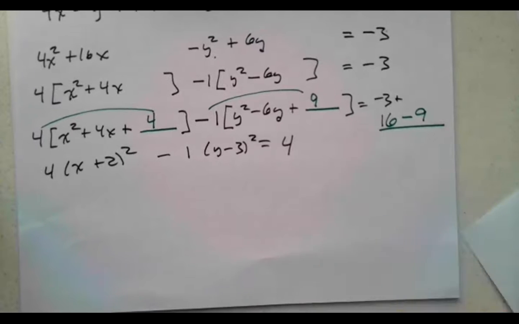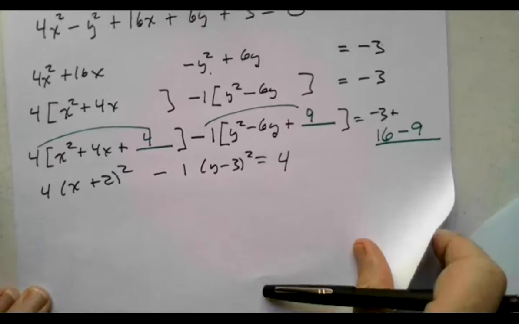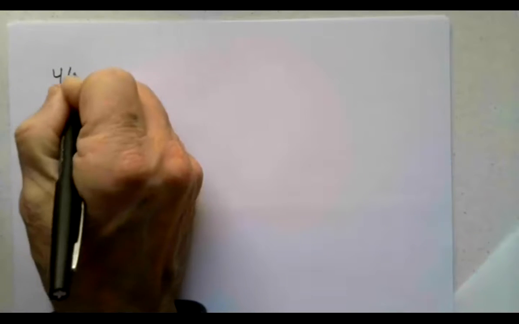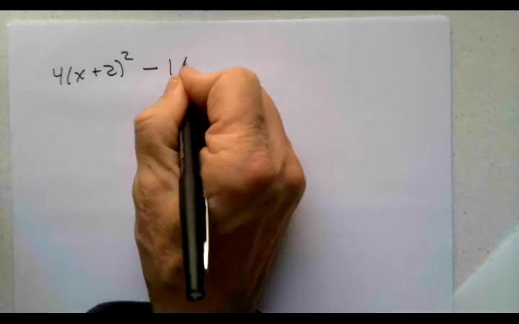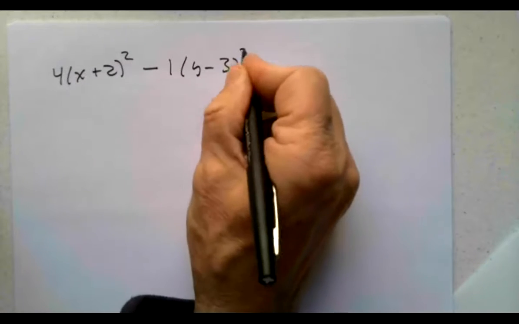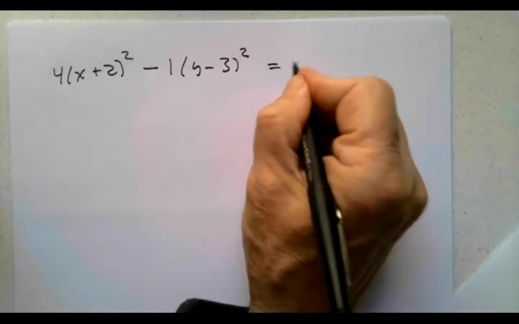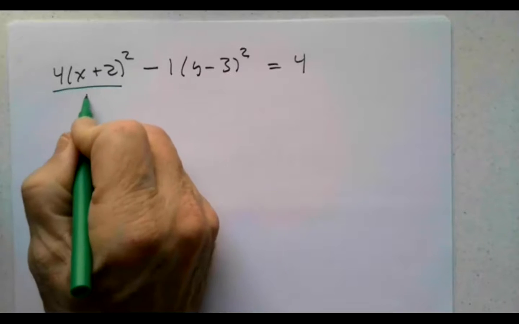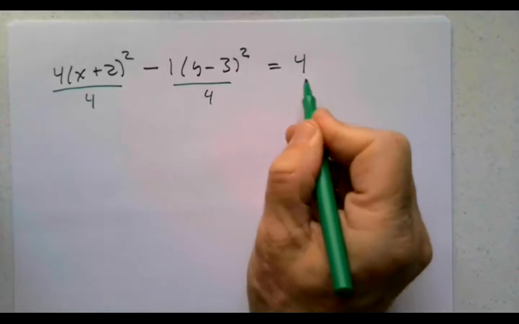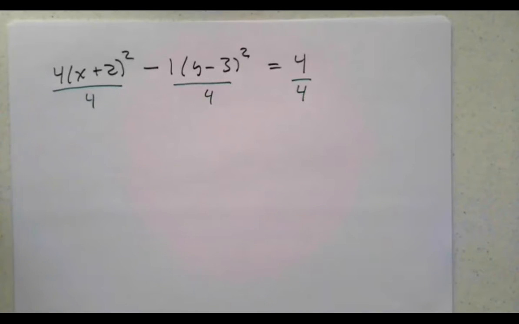Let's take a look at that. What do we have? We have 4 times x plus 2 squared minus 1 times y minus 3 squared equals 4. This is not in the form we need it yet, but it can get there. I'm going to divide everything by 4. Divide this by 4, divide this by 4, divide this by 4. That will give me the equals 1 on the right side.